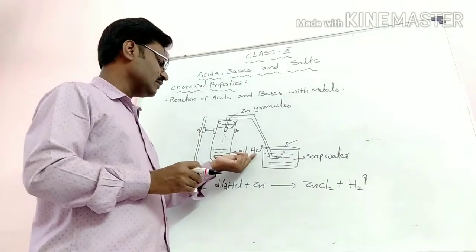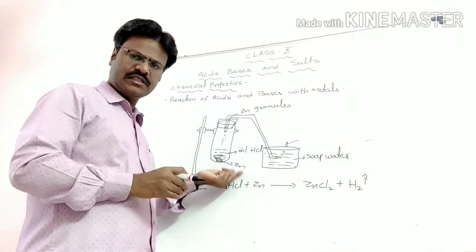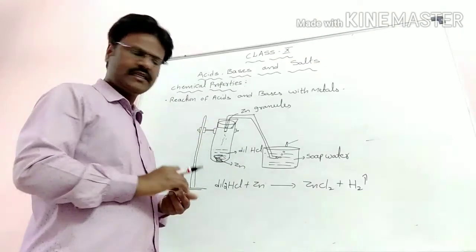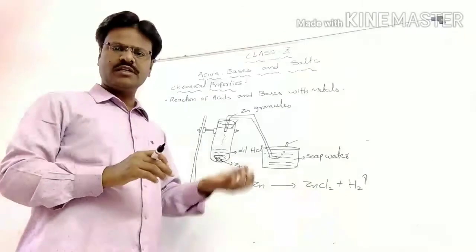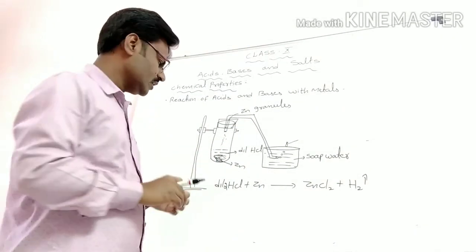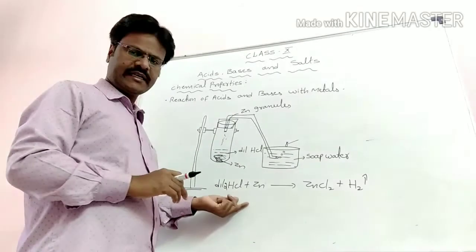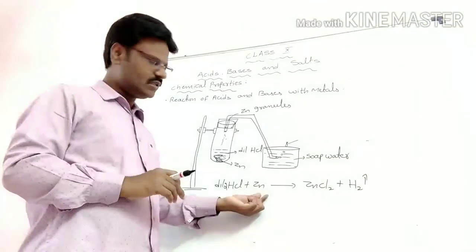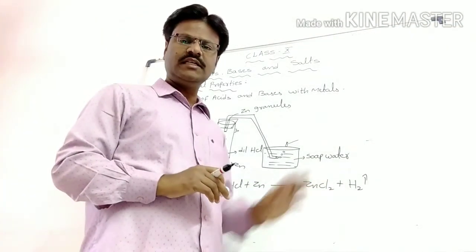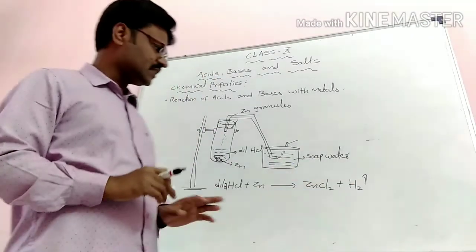Then dilute hydrochloric acid reacts with the zinc granules. It releases one colorless gas. That colorless gas enters into the soap water. In soap water the bubbles will come out. So in this, dilute hydrochloric acid reacts with the zinc granules, meaning acid reacts with metal to release hydrogen gas. How to test this hydrogen gas?